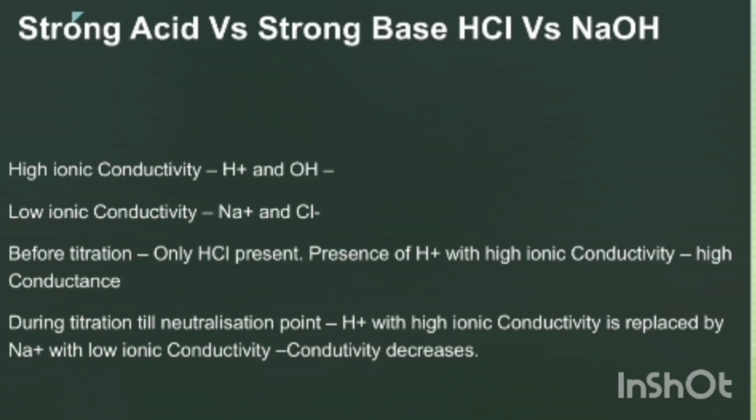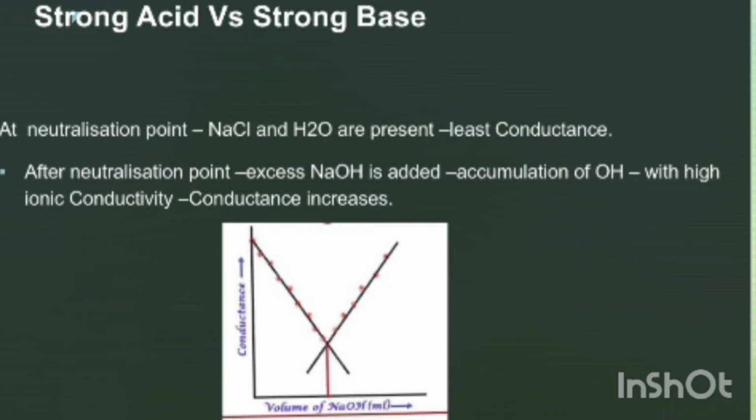Before the titration starts, in the beaker we have only hydrochloric acid solution, 20 ml of hydrochloric acid, which is titrated against sodium hydroxide of the same molarity. In the beginning, only hydrochloric acid is present, which has H+ and Cl-. We see that H+ ion has high ionic conductivity, so the conductance value is very high. And we plot the graph here, and also we add sodium hydroxide of the same molarity and concentration.